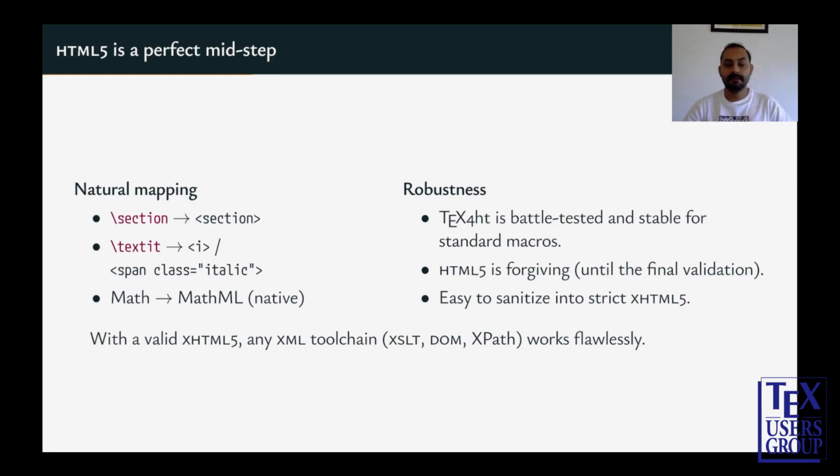TeX4ht has been in our production use since many years. It's battle tested and it has excellent support for standard LaTeX packages and macros. In addition, the HTML output is also quite forgiving because if you miss to close a tag, it could still be rendered correctly by web browsers. But if you miss to close a tag in XML, it's a parse error. It's very easy to convert semantic HTML into XHTML. Once we have the XHTML, then any standard XML toolchain should be able to produce a required XML schema.